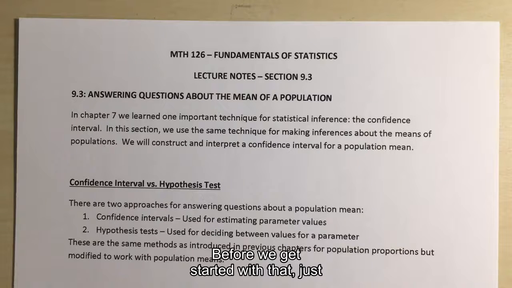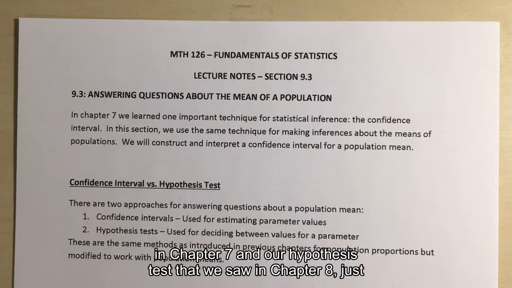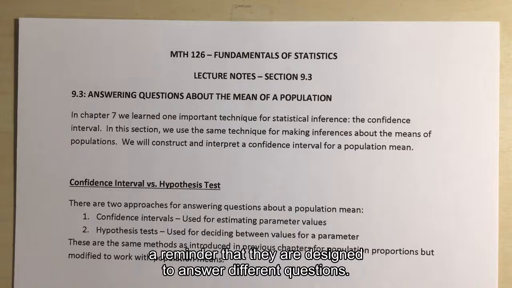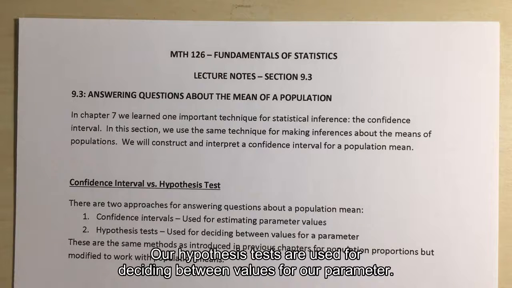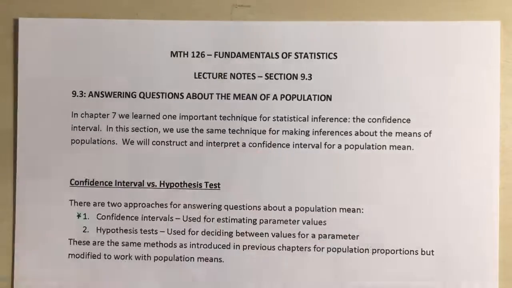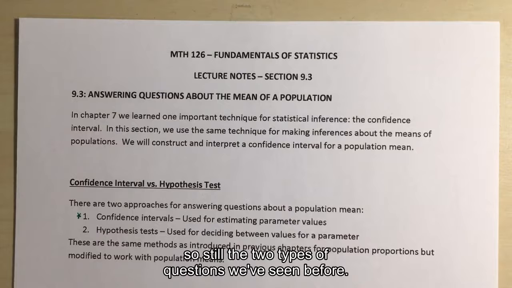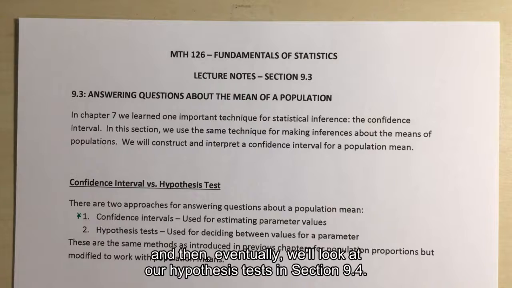So before we get started with that, just a refresher: when we're dealing with the confidence intervals that we saw in chapter 7 and the hypothesis tests that we saw in chapter 8, just a reminder that they are designed to answer different questions. Right? Our confidence intervals are used for estimating parameter values. Our hypothesis tests are used for deciding between values for a parameter. In this particular section, we are going to focus on our confidence intervals. So still the two types of questions that we've seen before. First, we're going to focus in section 9.3 on these confidence intervals, and then eventually we'll look at our hypothesis tests in section 9.4. All right.